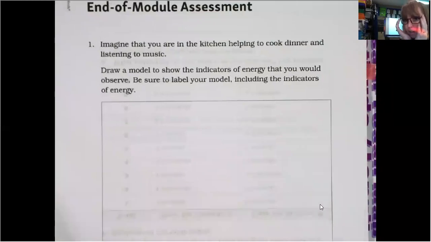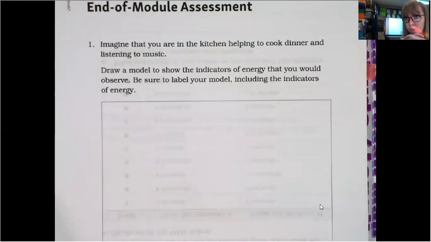Here's your question 1. Imagine you're in the kitchen helping to cook dinner and listening to music. Draw a model to show the indicators of energy that you would observe. Be sure to label your model including the indicators of energy.